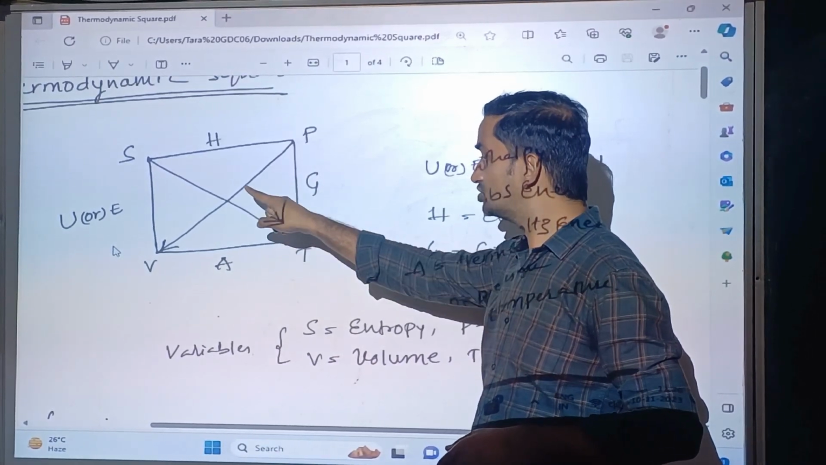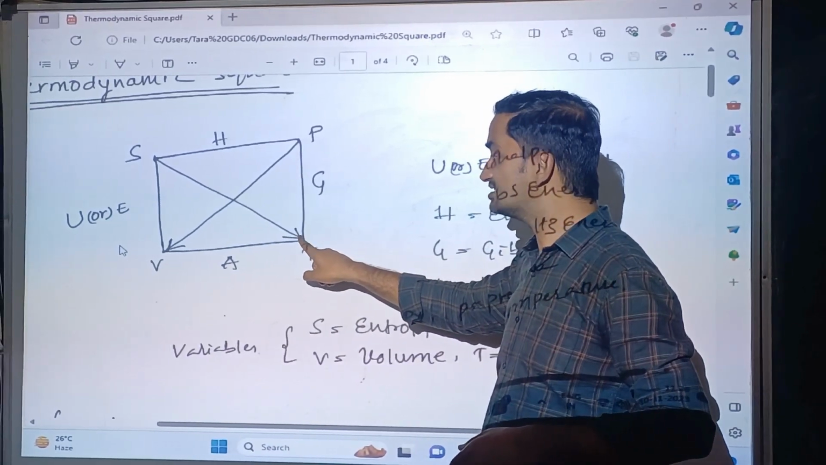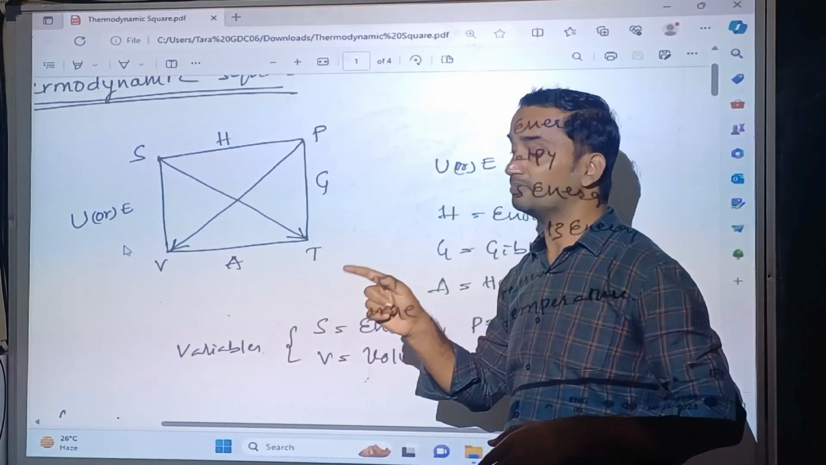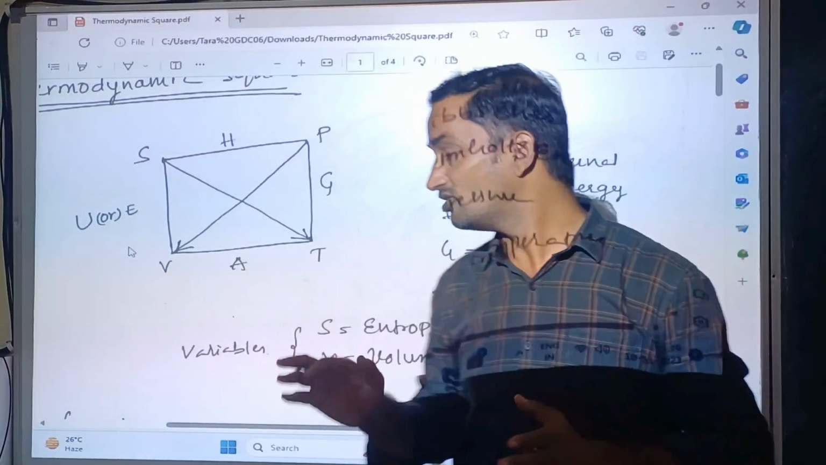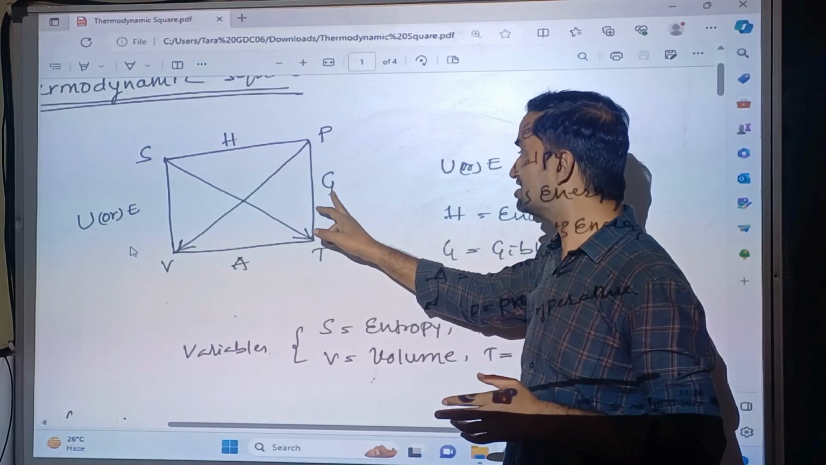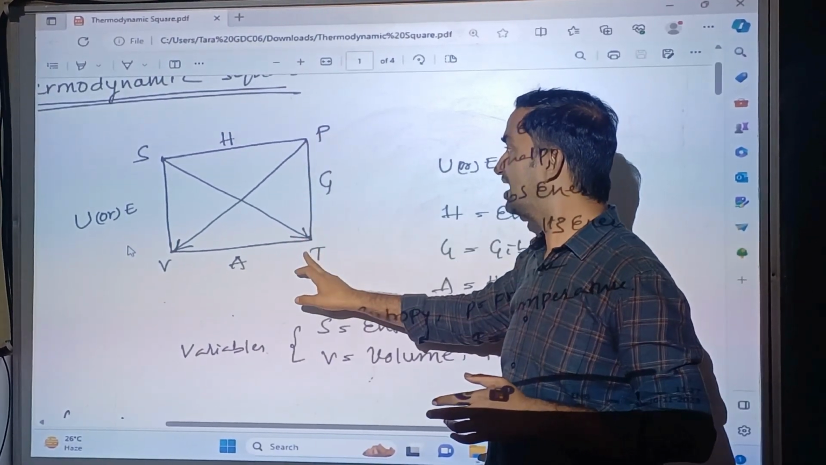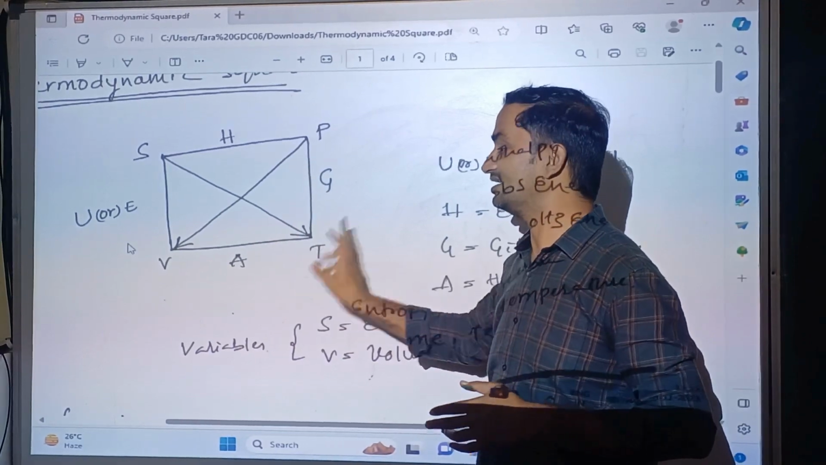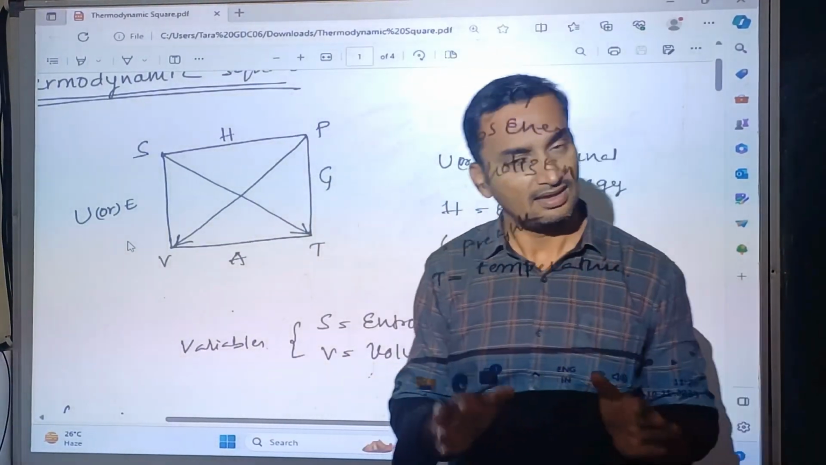We already discussed it should be ∂S ∂T or δS δT. But here the arrow mark is towards the variable, so we have to keep a minus sign before the S δT. So now the equation becomes δG equal to V δP minus S δT. Like that we are going to get. Is that clear? Clear, beta?